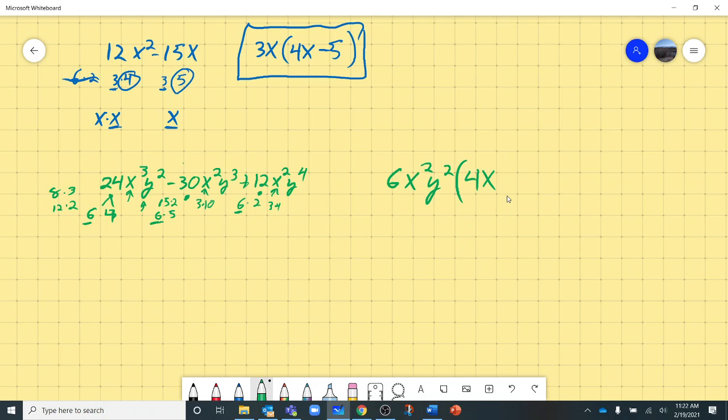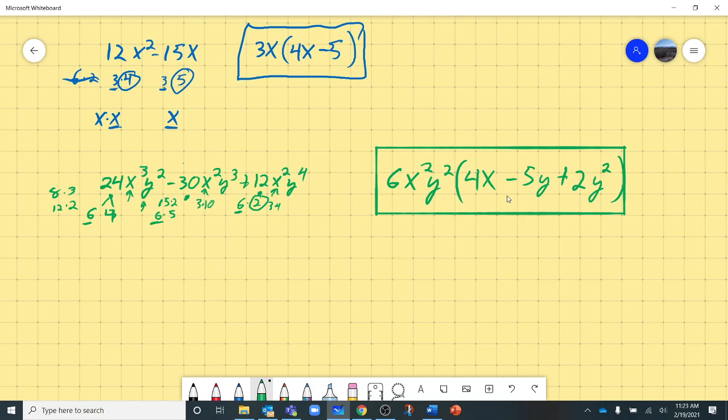6 times 5 is 30, so minus 5. We want an x squared, we already have an x squared. We want a y cubed, we have a y squared, so we're going to just do a single y. And then 6 times 2 is our 12, so we're going to put a 2 there. We need an x squared, we already have an x squared on our outside, so we don't need an x. And then we need a y to the 4th, we have a y squared, so y squared times y squared is y to the 4th. And that is our entire factorization of that one.